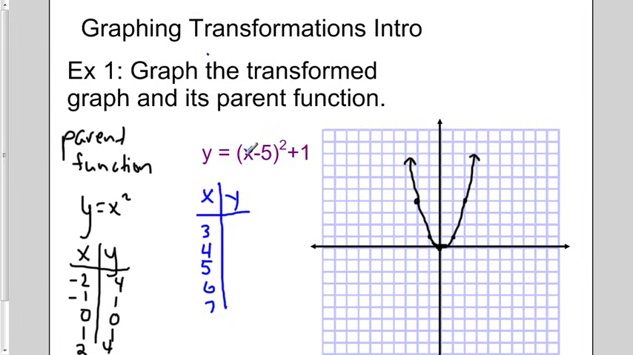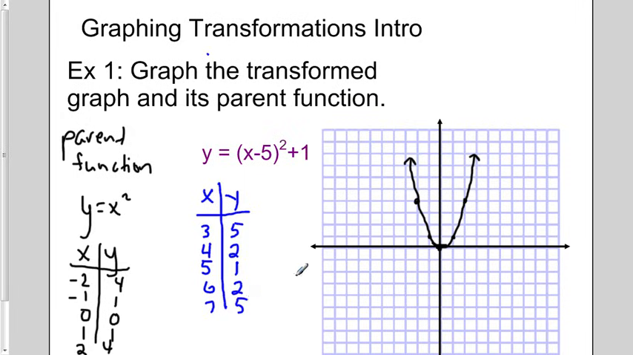So let's plug these values in. 3 minus 5 is -2. -2 squared is positive 4. And 4 plus 1 is 5. Let's put 4 in. 4 minus 5 is -1. -1 squared is positive 1. 1 plus 1 is 2. We put 5 in. 5 minus 5 is 0. 0 squared is 0. 0 plus 1 is 1. And if we put 6 in, 6 minus 5 is 1. 1 squared is 1. 1 plus 1 is 2. And we put 7 in. 7 minus 5 is 2. 2 squared is 4. 4 plus 1 is 5.